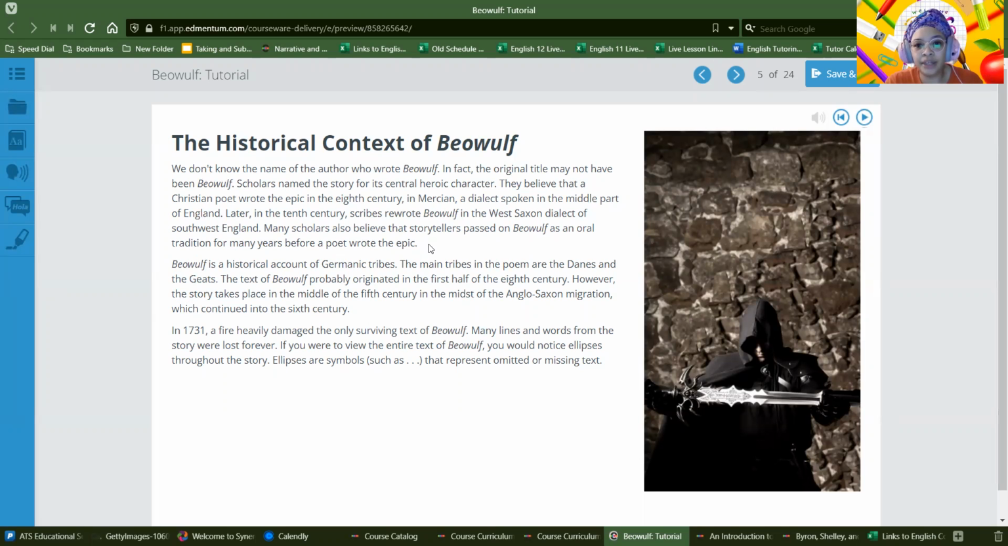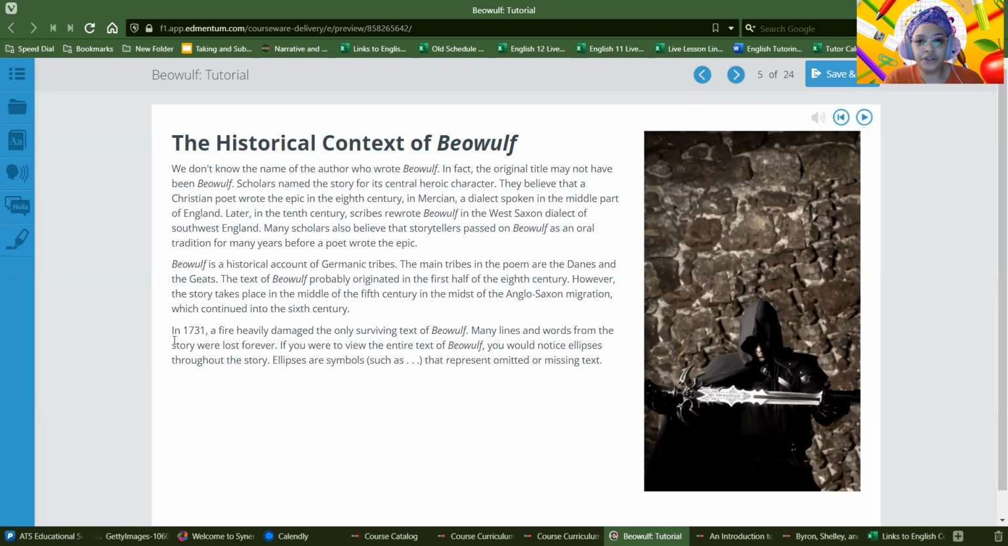And basically, the main tribes in the poem are the Danes and the Geats, which were like a brother tribe in the area at the time. Even though the story originated in the first half of the 8th century, it takes place in the middle of the 5th century. So basically, people wrote this story about how things happened in the past, almost like a mythology to explain the story of a famous person, in this case, a famous warrior, and how that went down.